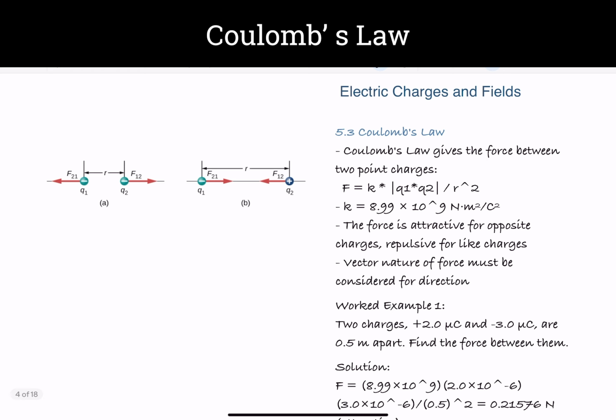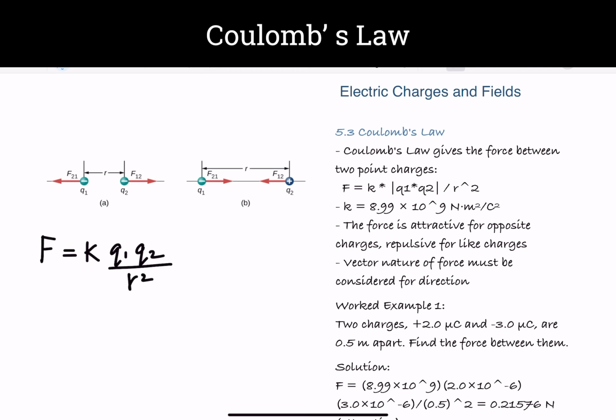Now, the most important law in electrostatics is called Coulomb's law. And according to Coulomb's law, the force between two charges, Q1 and Q2, depends on the product of their charges and also on the square of the distance between them. So the formula is written there, and I'll write it again. So this is Coulomb's law. F is equal to K Q1 times Q2 divided by R squared.